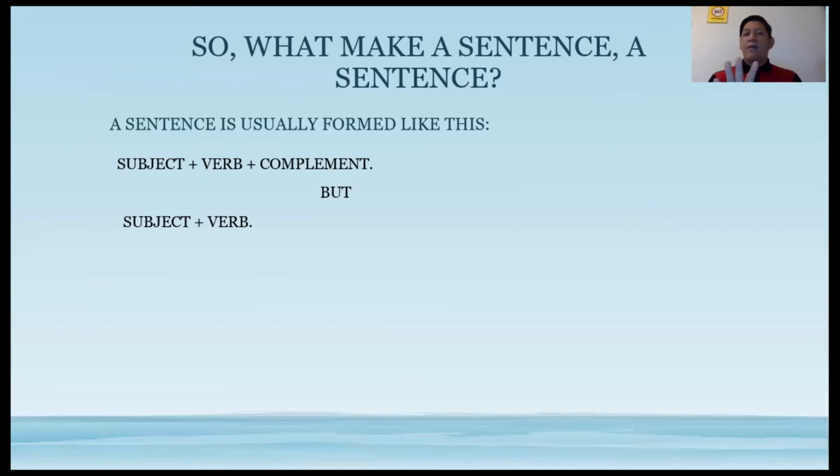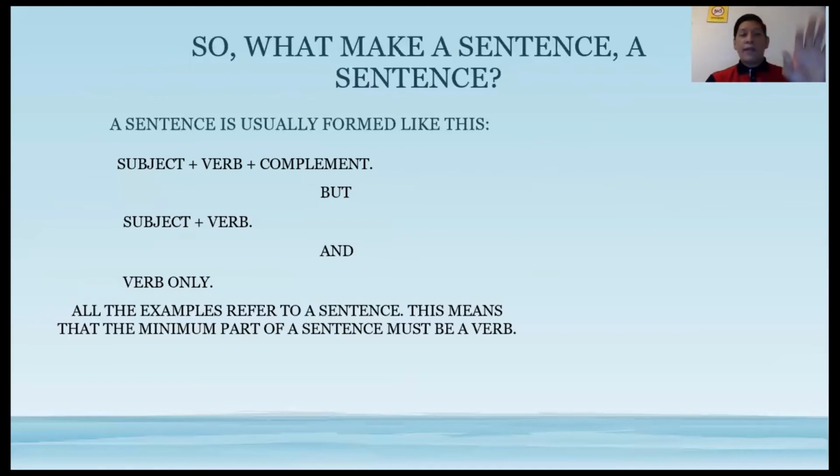Do you think that is the only possibility? No, right? Because we also checked sit. And if you remember sit, it was only the verb. So can the verb also be a sentence? We have subject plus verb plus complement is a sentence. But subject and verb is also a sentence. And the verb only, like sit, is a sentence. All these examples refer to a sentence. This means that the minimum part of a sentence must be a verb.